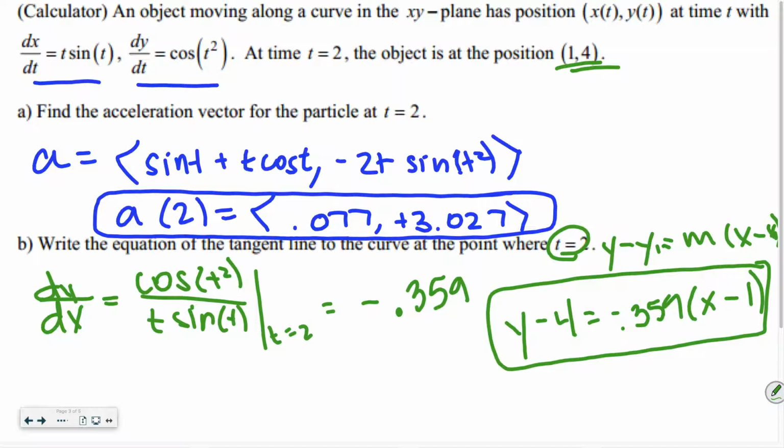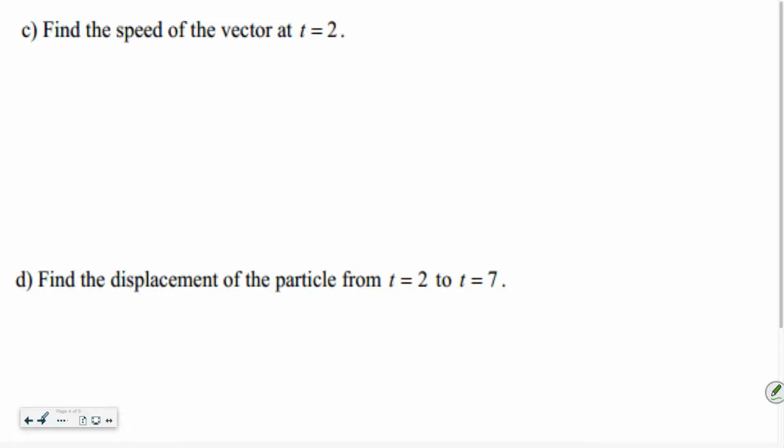Okay, all right, what else could I ask you in a scenario like this? I could ask you to calculate the speed of the vector at t equals 2.